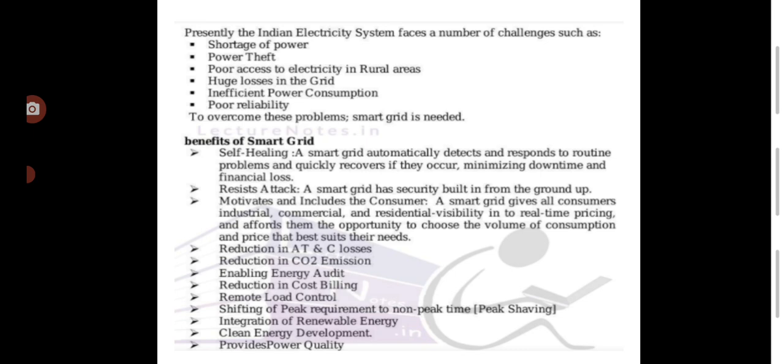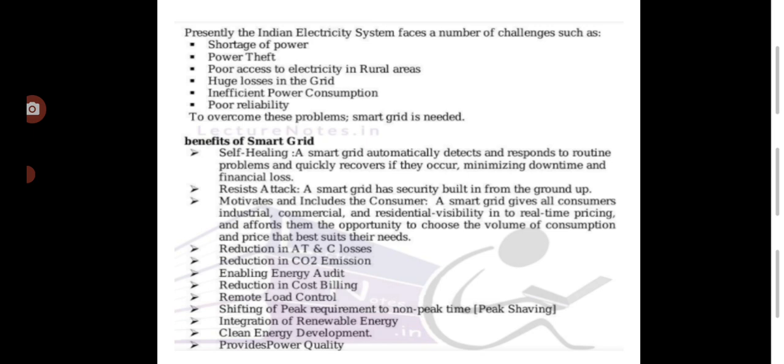Next one is the benefits of the smart grids. With the help of the smart grid, what benefits could be achieved? First one is self-healing. Self-healing means, as we discussed earlier, it could automatically identify the fault, rectify the fault and do the economic operations. So the smart grid automatically detects and responds to routine problems and quickly recovers if they occur, minimizing the downtime and the financial losses. So the downtime as well as the financial losses could be minimized.